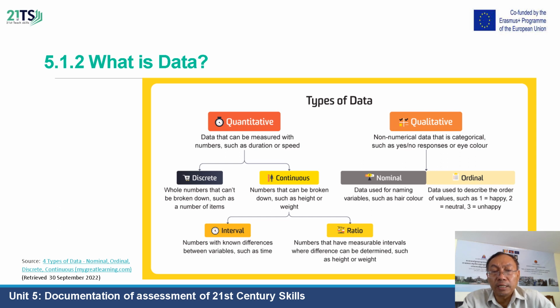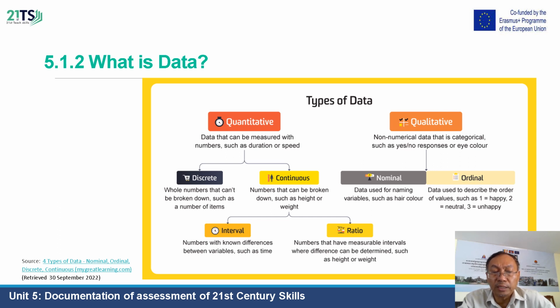Qualitative data, known as non-numerical data, is categorical, such as yes or no responses or eye colors. This information can be broken down or divided into nominal or ordinal data.